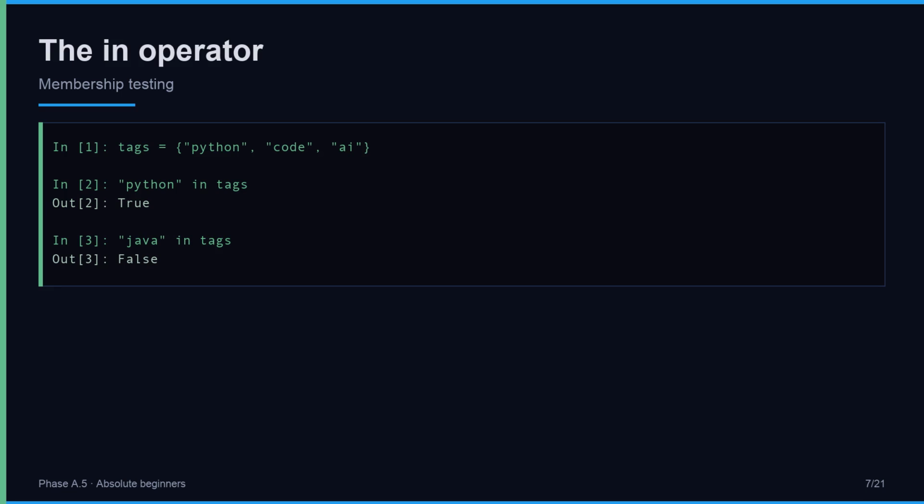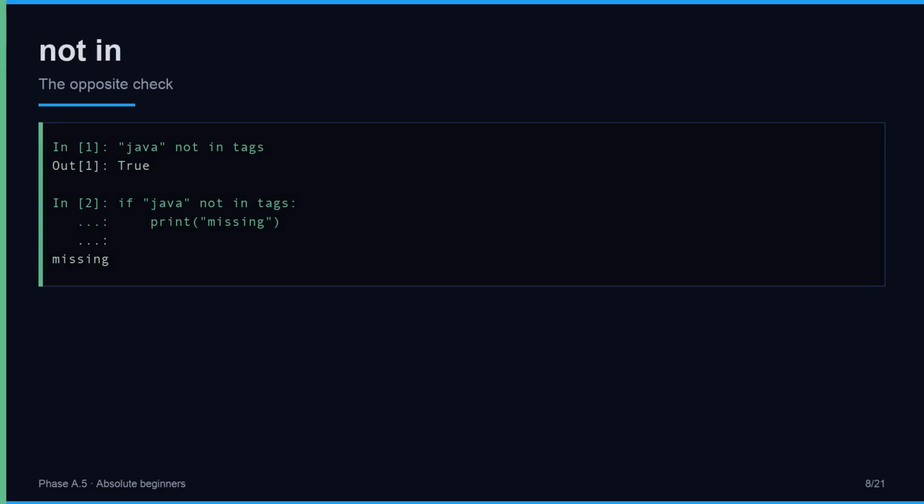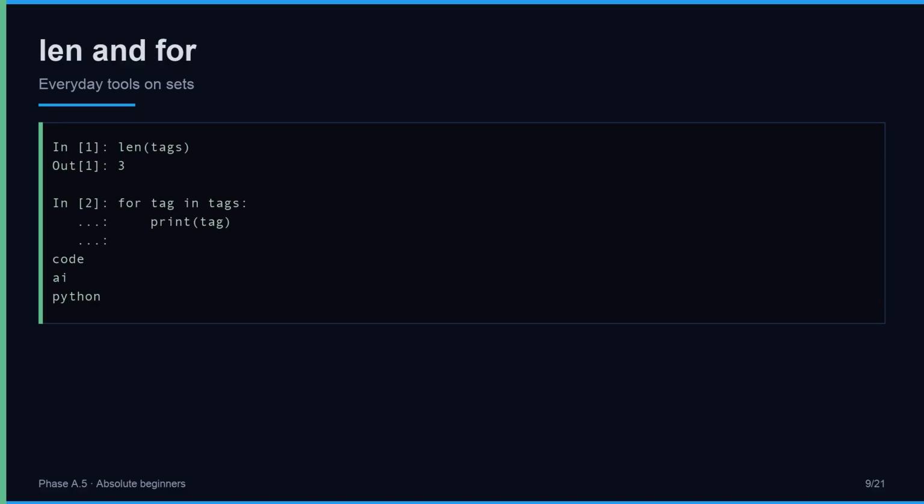The membership word. The opposite form is not in. Java not in tags returns true, meaning Java is absent. This shape shows up constantly in conditions. If Java not in tags, then print missing. You will see this in real code. If username not in taken names, if file not in scene, if word not in stop words. Whenever you need to check that something is missing before acting, not in is your tool. Sets make that check essentially free, no matter how big the set grows. The opposite check.